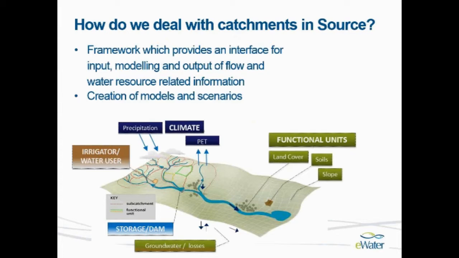If we have a look at any standard catchment, you have precipitation that comes into the catchment, various losses that happen along the way through evapotranspiration. We might get losses to groundwater. You might also have water that is held back in a reservoir in some manner. Water is provided to various irrigation water users. And then, of course, you have the impact of the general landscape on the movement of water through the system, through the land cover, soils, slopes, and other such factors. So Source deals with all of this through the creation of models and various scenarios.